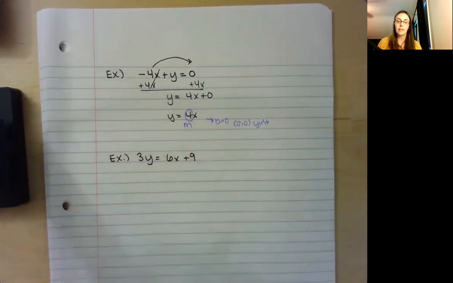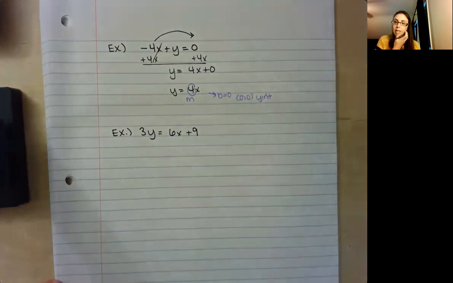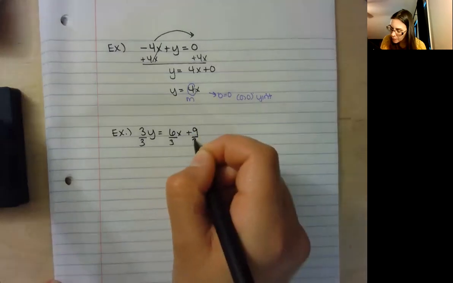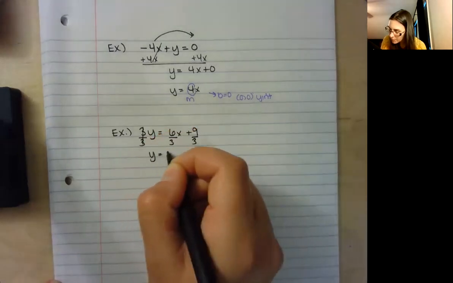So maybe I have something like this: 3y equals 6x plus 9. And you're saying, well, it's almost there, right? The x is already over, but the y still has a 3. So here I may only have to do one step instead of both steps to move everything around.